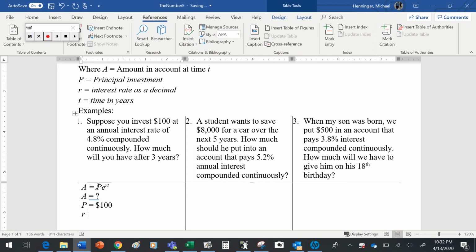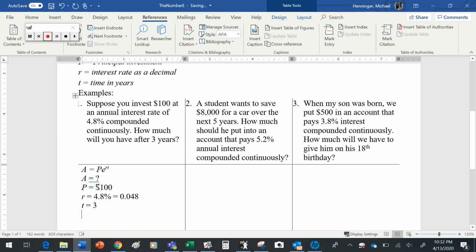The interest rate was 4.8%. But remember, we need to write that as a decimal, so we slide the decimal point over 2 spaces, and we have 0.048. And t is the time in years. They tell us it's going to be in that account for 3 years. So we have all of our information set up. We're going to sub that into the formula. A is what we're looking for, and that's going to be equal to 100 times e raised to the power of 0.048 times 3 years.